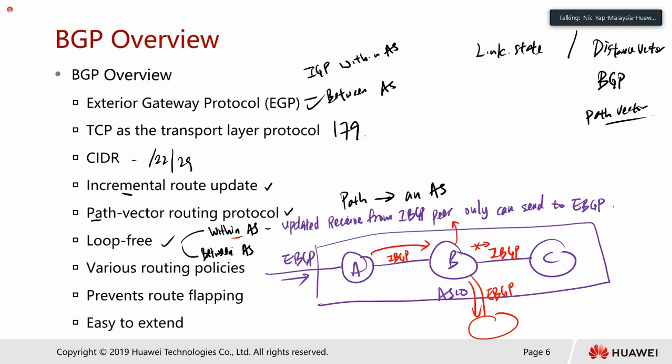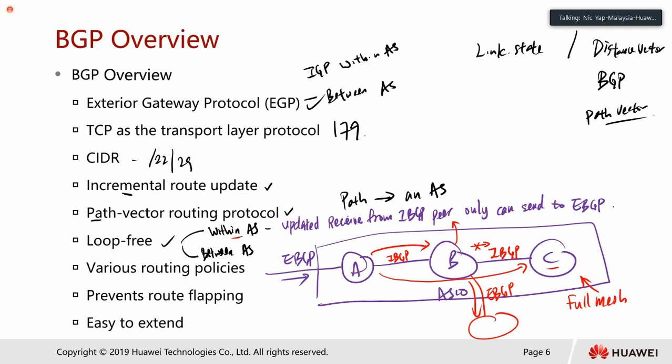Then you will ask me, in this case, how does router C receive the route, since you cannot advertise? That's why a full mesh inside your AS is required. A full mesh inside your AS is required, so I can send over a full mesh connection. Okay, so far, all right. So this is within the AS.